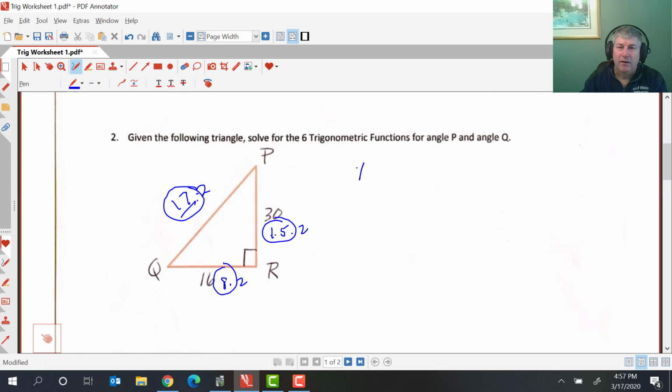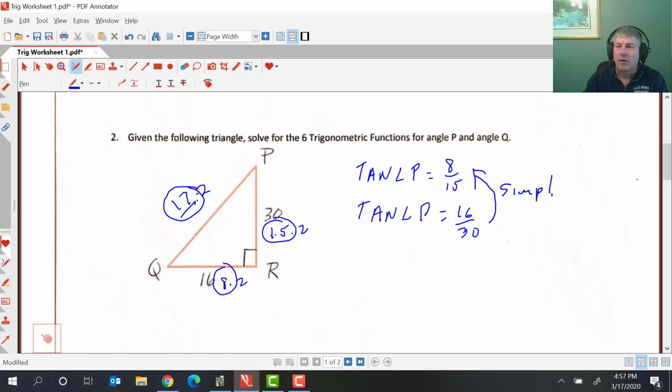So if we want to find the tangent of angle P, that's what we would do. We're working from our reference angle P. Tangent is opposite over adjacent, and that would be 8 over 15. Now, if you did the tangent of angle P and used 16 over 30, that's close but not quite right. Make sure you simplify your fractions.